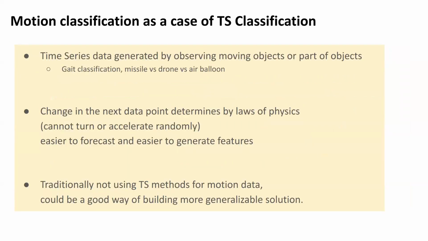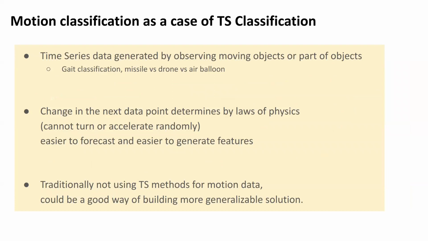So the problem I'm trying to solve right now is motion classification. Good examples of that would be gait classification. You can distinguish between people based on the information from their gait. If you record how people walk, you can identify them very well. Or the other problem from real life: you see something in the air, and how do you know if it's a missile, a drone, or an air balloon? They have different trajectories.